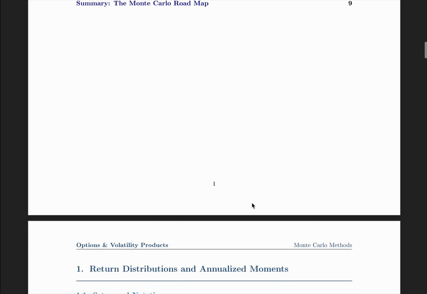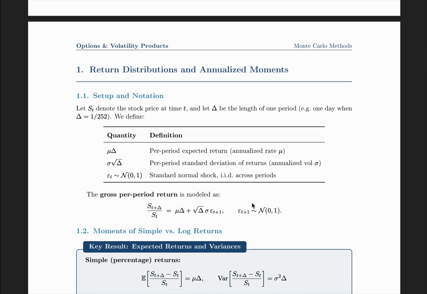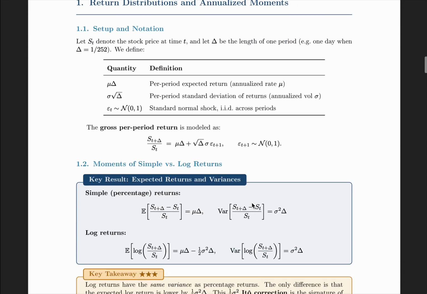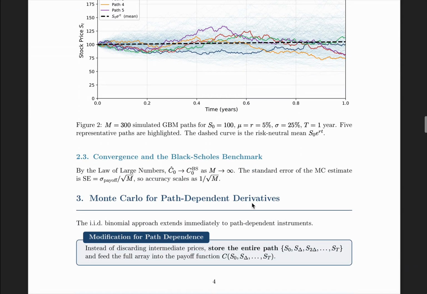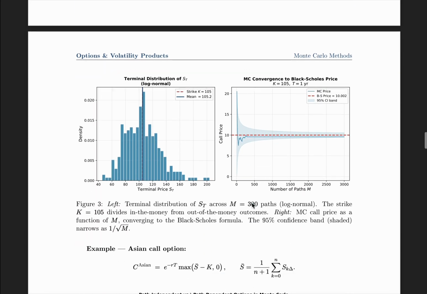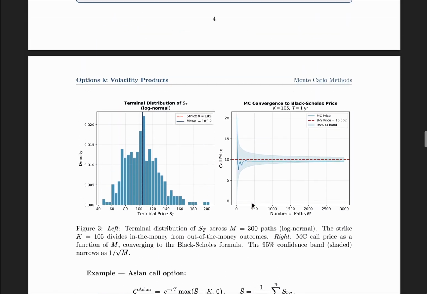So I prepared this PDF that'll help us understand what Monte Carlo is and created a lot of different visualizations to really help you try to understand this seemingly complex topic in a very digestible format.